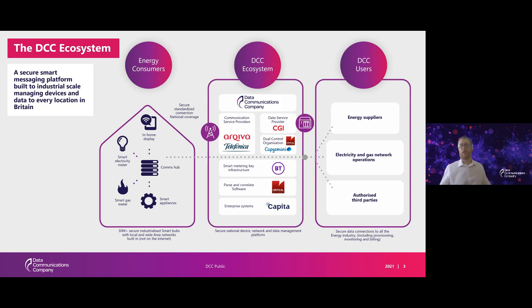So what does the DCC look like? This is the ecosystem of DCC, and if we start over on the left hand side with energy consumers, that's you and I. That's our home. So in there we have in-home displays, or if you had a smart meter installed, of course, you'll have an in-home display. You may have gas, you'll most likely have electricity, and you can see there's a little cog at the bottom for smart appliances, and that's really leading on from Mike's previous presentation about gateways and routers and how sensors can be used in homes and in different locations.